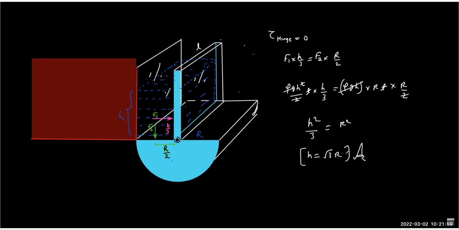So now let's say the water level is less than this value. If the water level is less than this value, then what will happen? Which force will be dominant? F1 or F2? F2. If the water level is lower, then F2 will be a bigger value than F1, and therefore it will open.